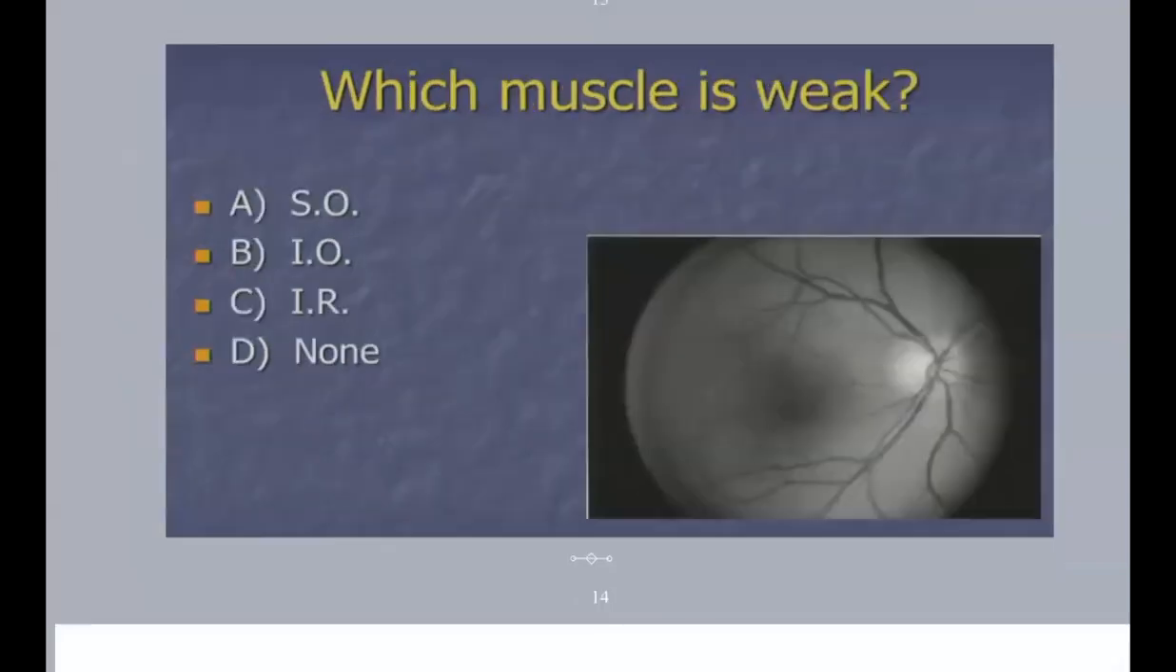Here you can see this extorsion. You can see that the optic disc is much higher than the center of the fovea. Okay, so here, which muscle is weak? It is the intorter one. Also, it will be the superior oblique muscle, because here the eye is extorting and the weak muscle will be the intorter one.